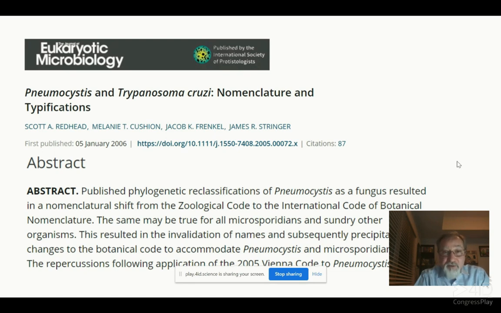Like this example here, where suddenly we had a situation where there was invalidation of names. There was a problem with the type specimen that were acceptable in one code but not in the other code, and how things had to get redone to the point where the botanical code had to make exceptions and accommodations or rule changes to accept this shift of a group of organisms from the zoological code to the botanical code.